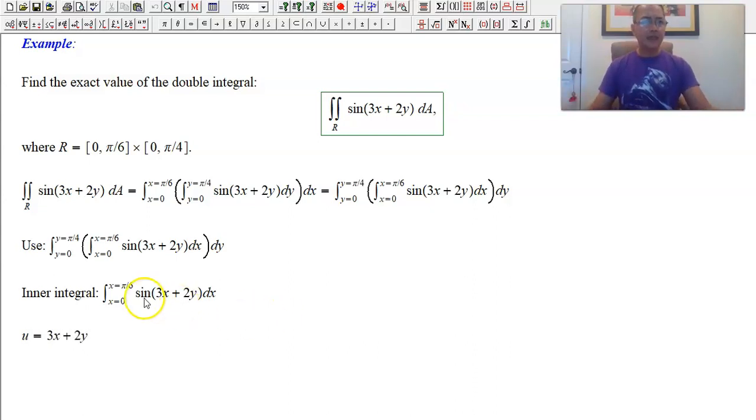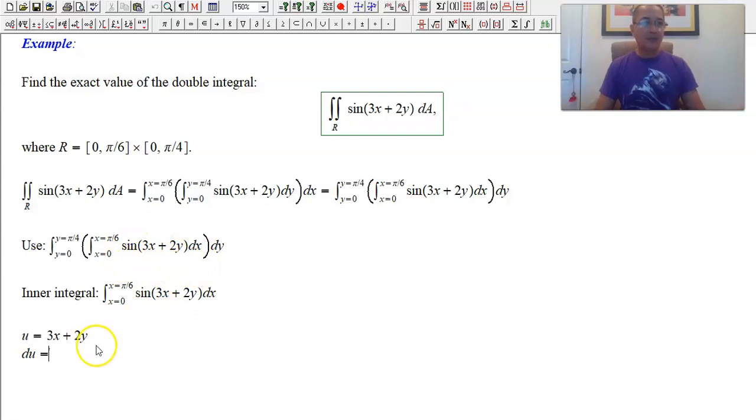So sine of 3x plus 2y is sine of u. That's a good start, but we need to replace dx. So when we get du, pretend that y is constant. That's the key step here. y is on the outside, so in the inner integral, we'll pretend that y is a constant.